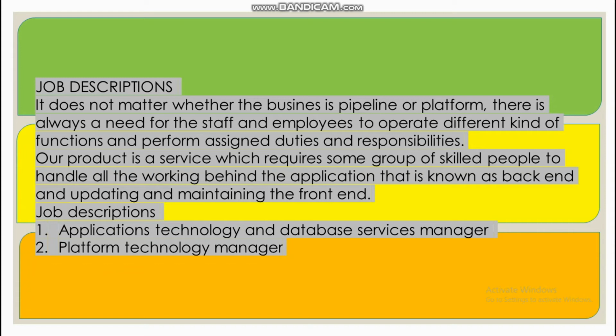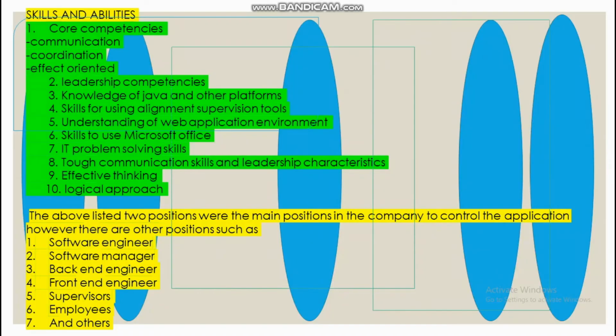In our application, as it's also an engineering and technological side, the employees must also be software engineers. So we have two main job descriptions, which are the applications technology and database services manager and the platform technology manager. Then skills and abilities.